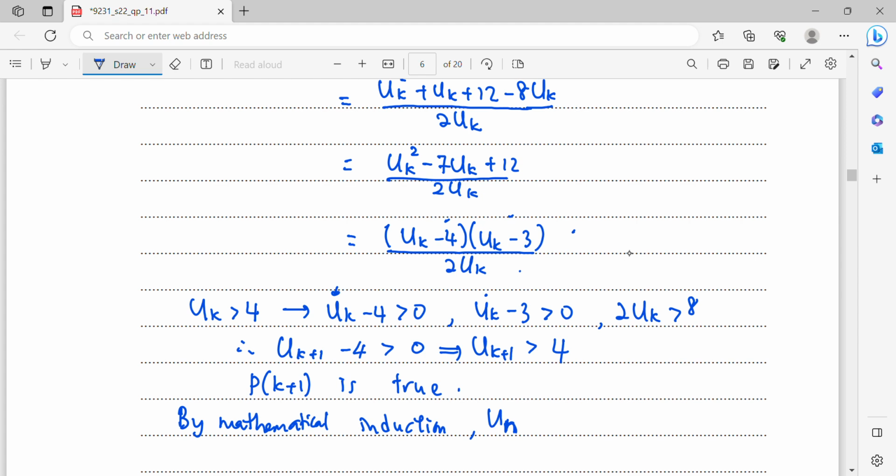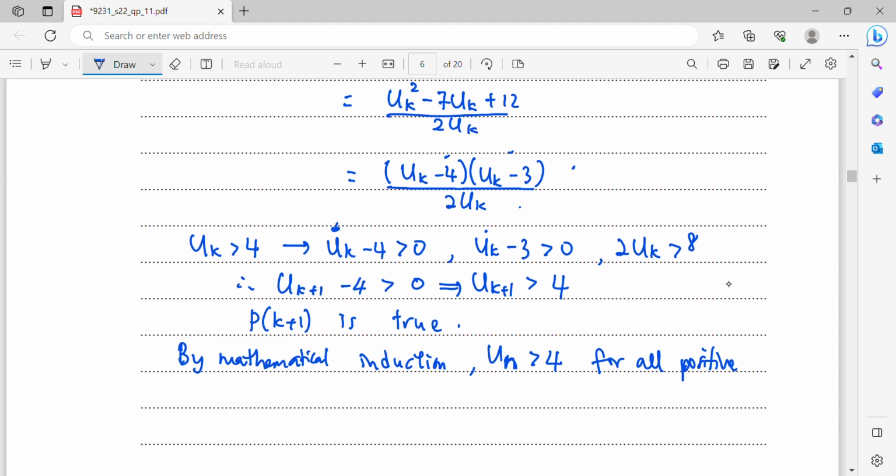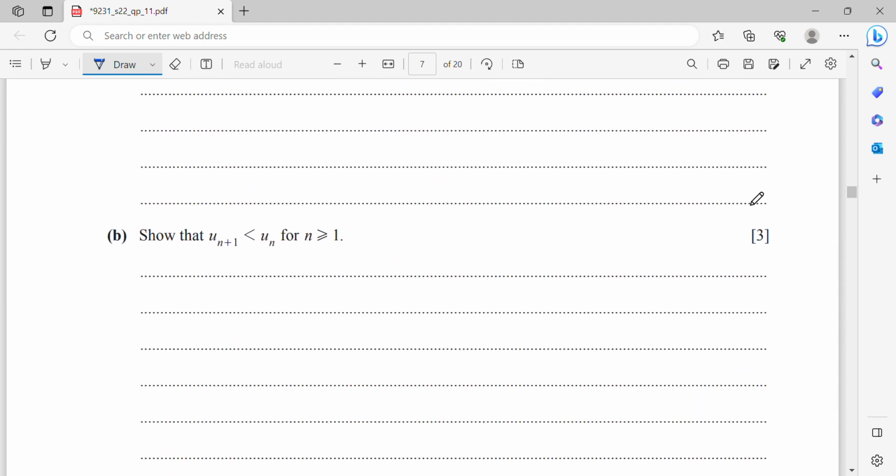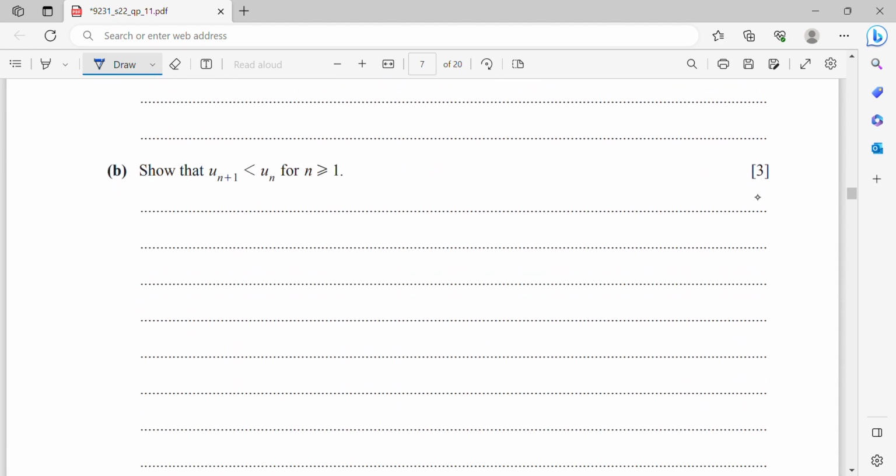un is greater than 4 for all positive integers n. Okay, so this is how we prove this. Now B, show that un plus 1 is less than un for n greater than or equal to 1.